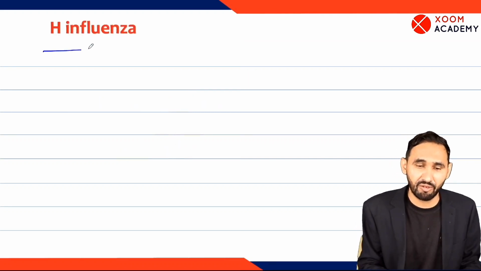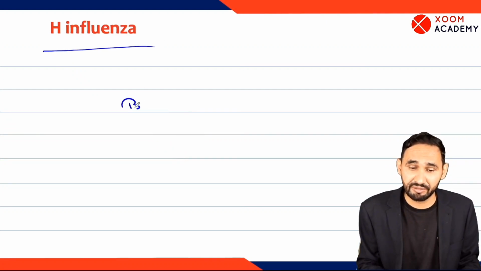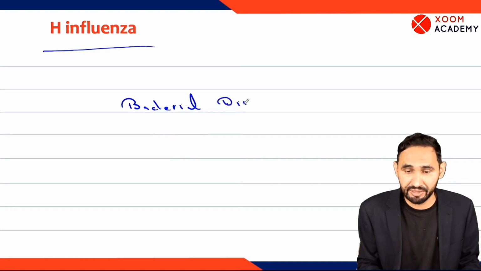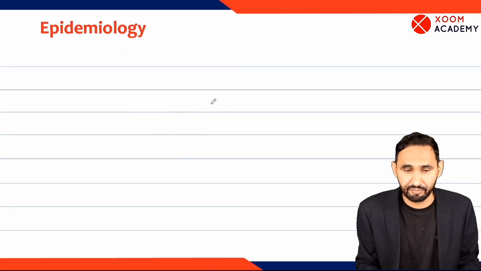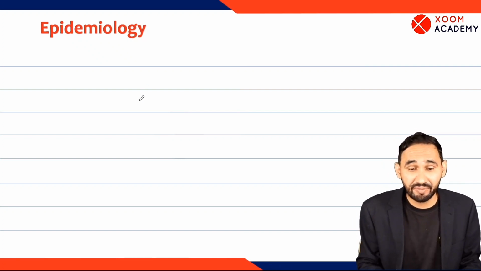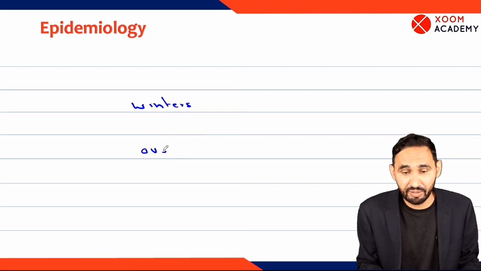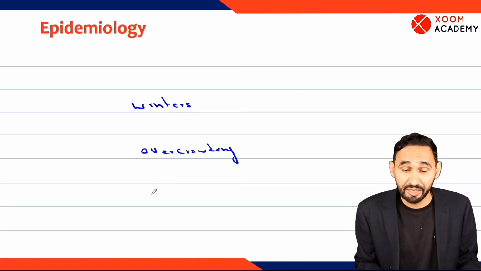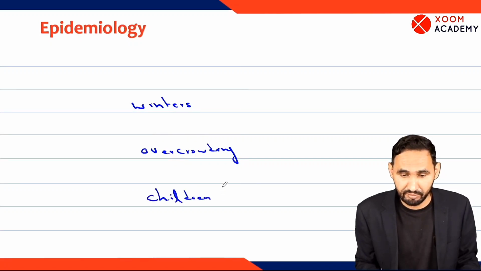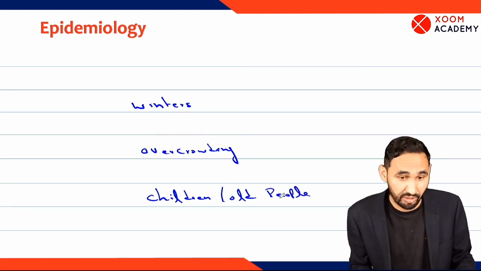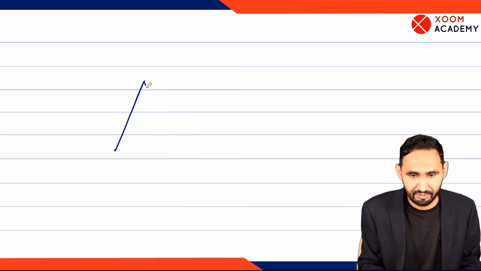Haemophilus influenzae is a bacterial disease of the respiratory system. It is also present in winters. It is also present in overcrowded places. It is common in children and people of old age. The disease is more severe in children and older people, we can say that.